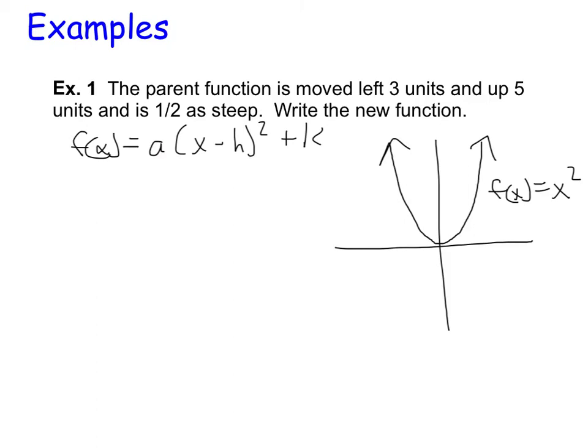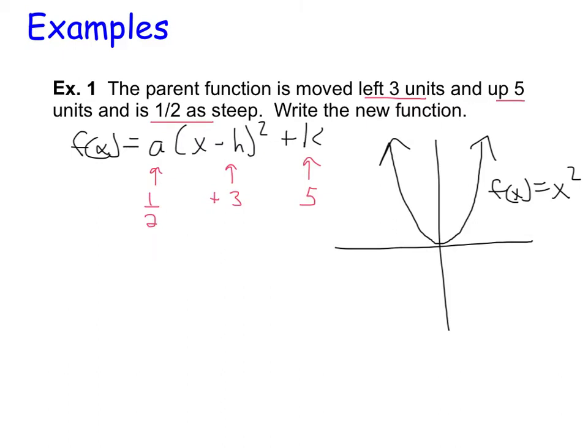Okay, so let's identify which of these pieces goes where. Alright, so first of all, I see left 3 units. Because it moves left 3 units, remember what you wrote down in your notes, left means plus h. Okay, so what I'm going to do is plug a plus 3 right there. Then I see it moves up 5. So I'm going to plug a 5 right there. And then I see that it's 1/2 as steep. So that means I am going to plug a 1/2 right there.